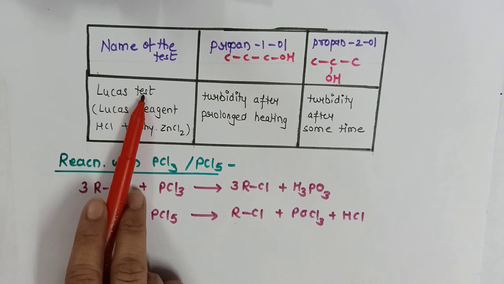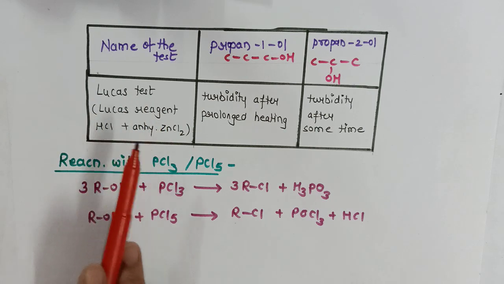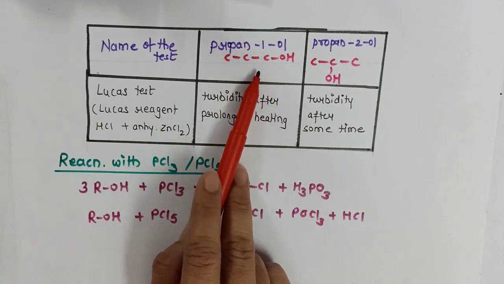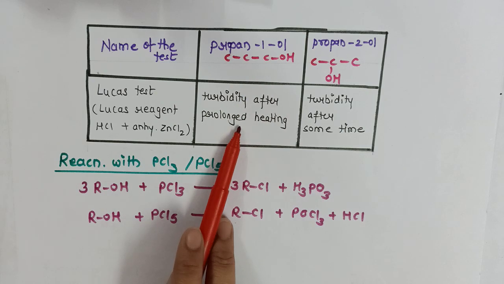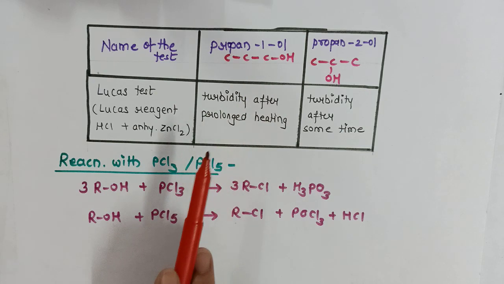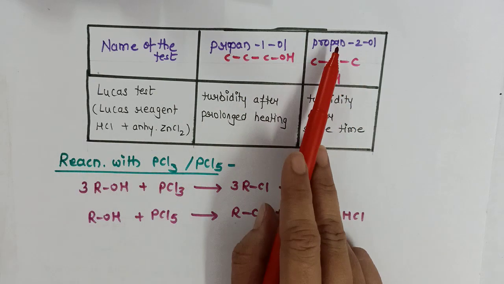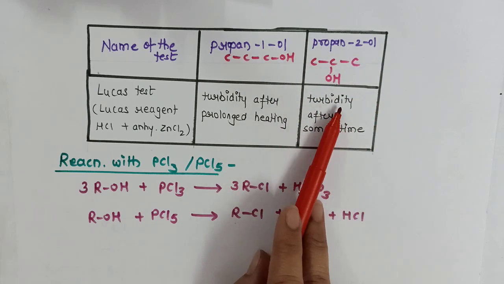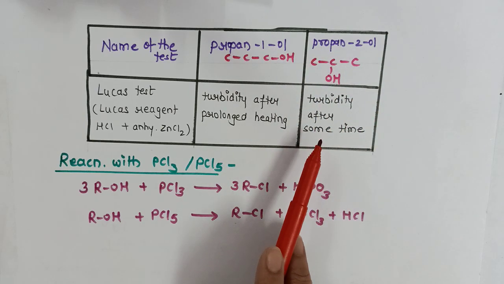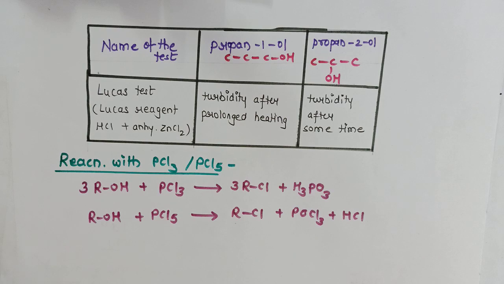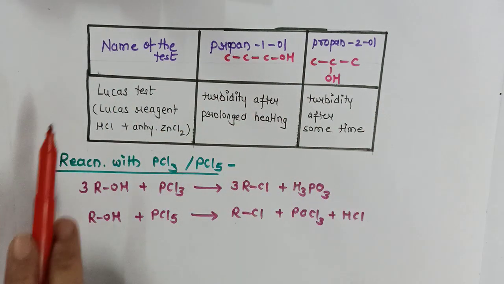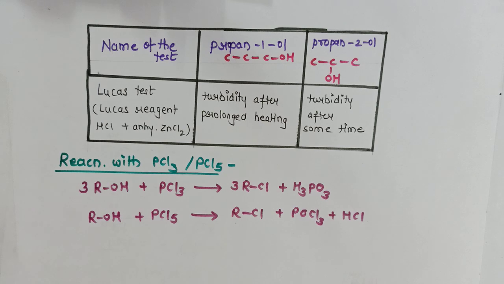You will write the name of the test, the reagent. This being a 1 degree alcohol will give turbidity after prolonged heating. Generally we have to heat for 30 to 40 minutes. And this being a 2 degree alcohol gives turbidity after some time. That is, we have to heat for just 5 to 10 minutes. So this is how you will write the distinguishing test in your board exams.